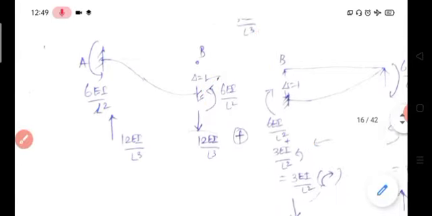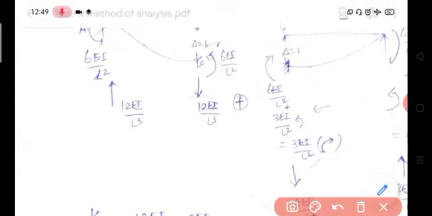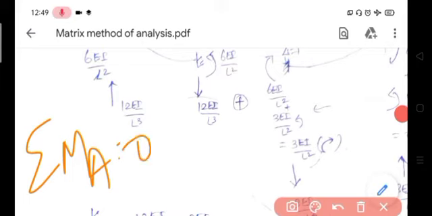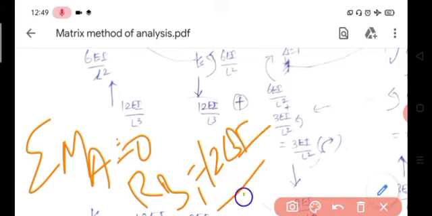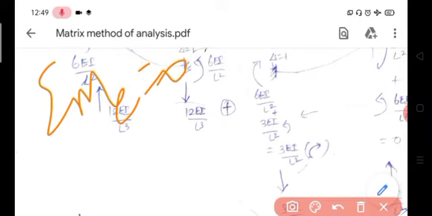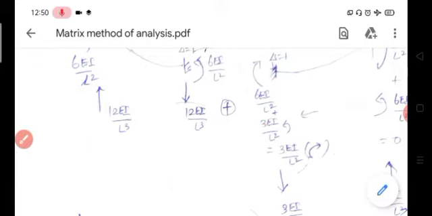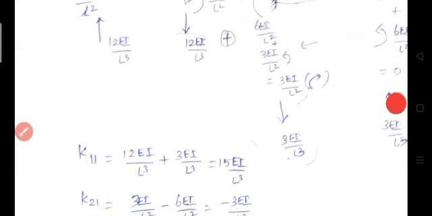Now, we are going to determine the support reactions at B. For this we apply equilibrium equations. First, apply summation of moment about A is equal to 0 for the left portion, the AB portion. The reaction RB1 is equal to 12 EI by L cube, in the downward direction. Then apply another equilibrium equation for the BC portion, summation of moment about C is equal to 0. From that equilibrium equation, RB2 is equal to 3 EI by L cube.